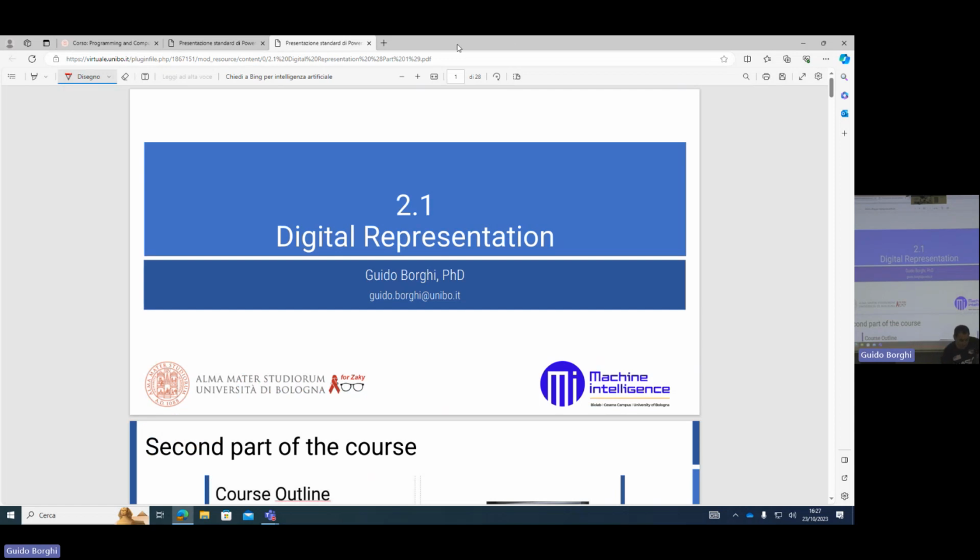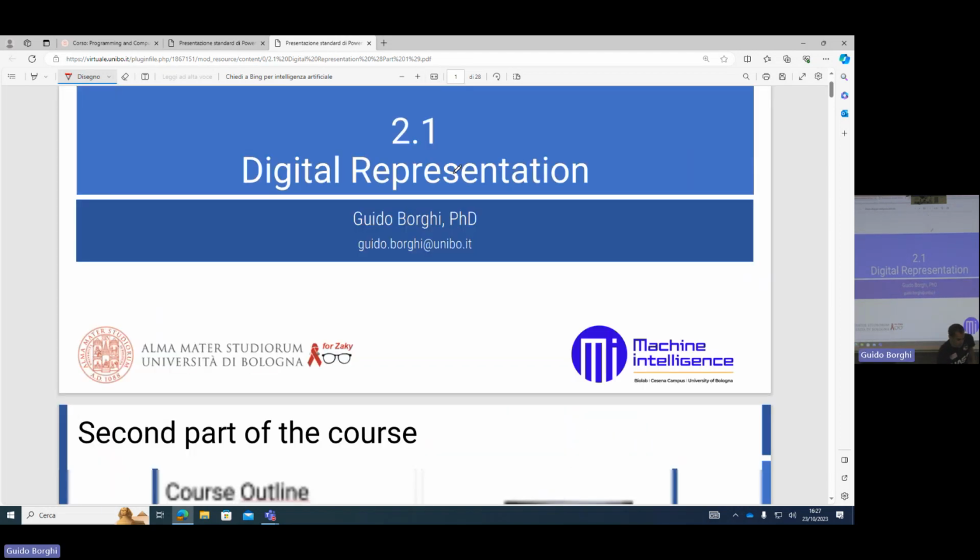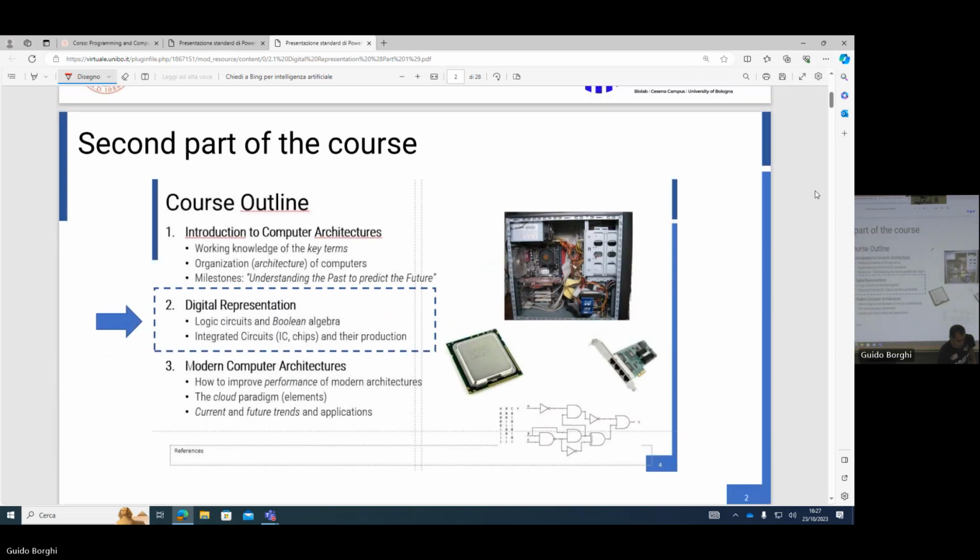So digital representation. As you can see here, 2.1. We are in the second part of the course. So we have finished the introduction to computer architectures. We have seen together the working knowledge of the key terms. Remember software, hardware, firmware, operating system, and so on. The architecture of computers, the organization, all the components, and so on. And also the evolution of computers, the milestones in the history of computer evolution.